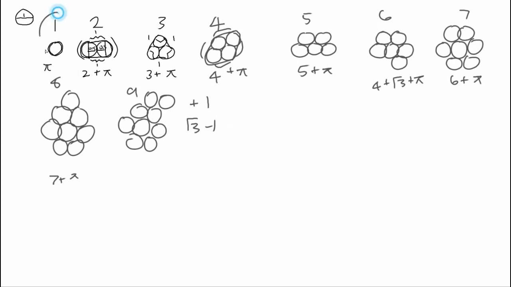So the landmark numbers are 1, 7, because 7 forms a complete nice circle. The next one is if you surrounded 7 with circles, and that's, if I remember correctly, going to be 19. Yes, 19 is the next one, where you just surround 7 with these circles, and then the next one's going to be 37. These are landmark numbers. So 1, 7, 19, 37, and so on.